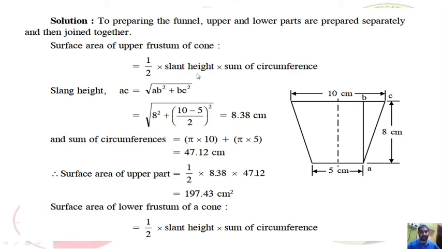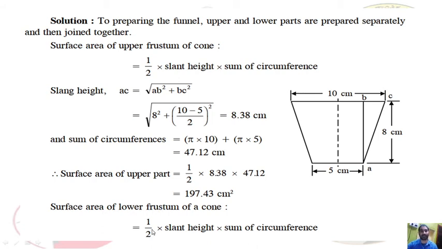So we got the slant height, and we got the sum of the circumference. So half into slant height into sum of the circumference is 197.43 centimeter square. This is the surface area of only the upper portion. Still we have the lower portion.